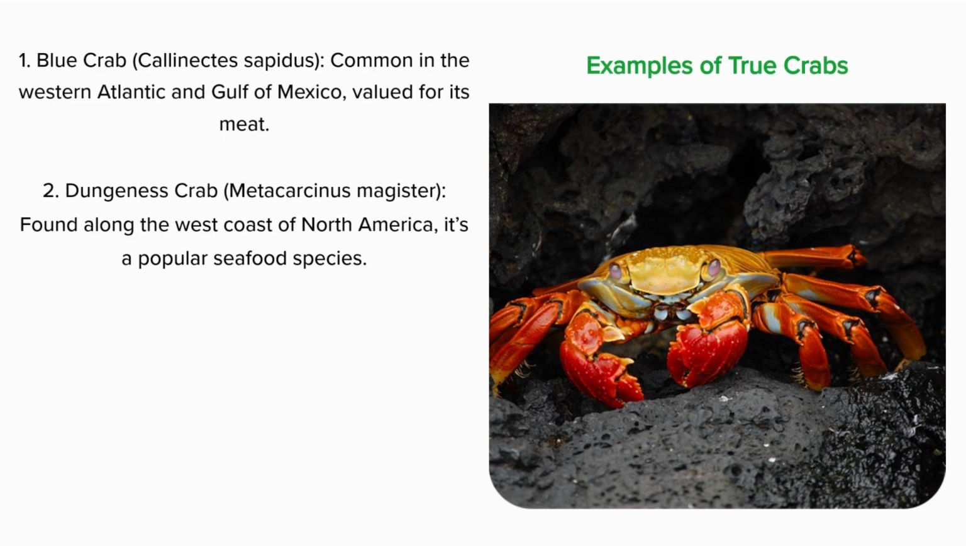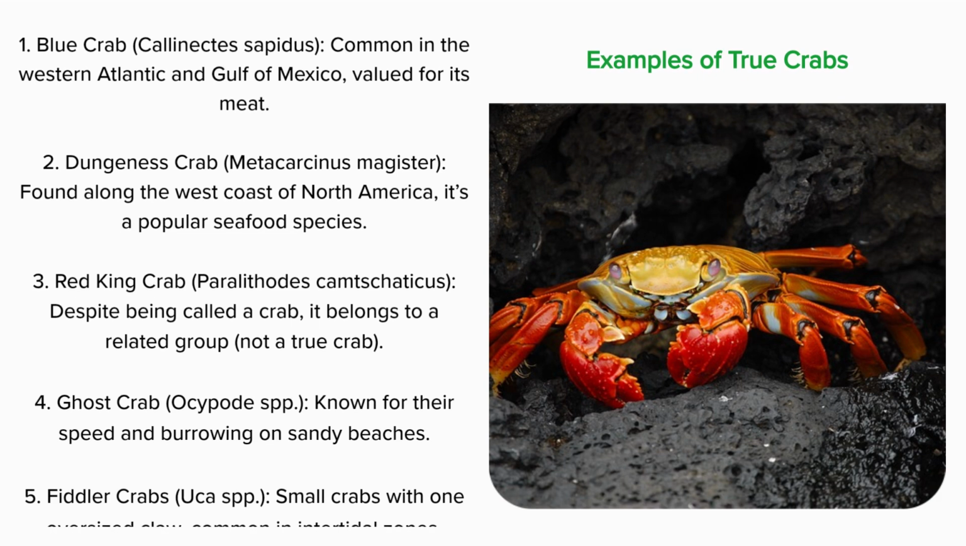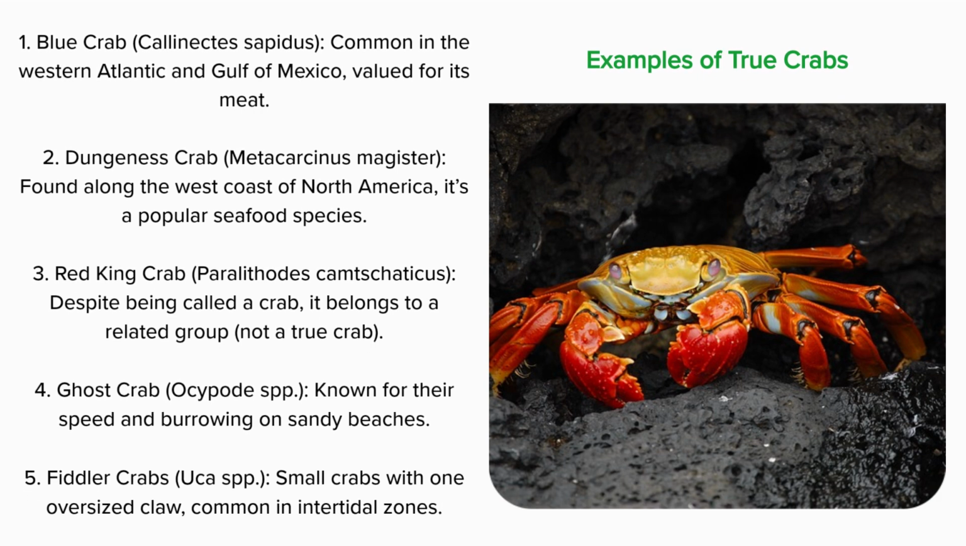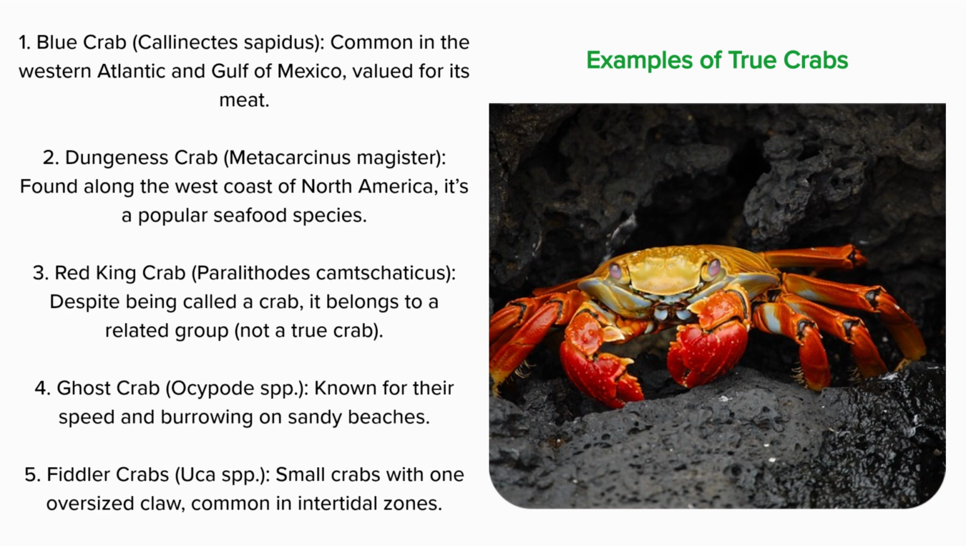Examples of true crabs. 1. Blue crab, Callinectes sapidus, common in the western Atlantic and Gulf of Mexico, valued for its meat. 2. Dungeness crab, Metacarcinus magister, found along the west coast of North America. It's a popular seafood species. 3. Red king crab, Paralithodes camtschaticus. Despite being called a crab, it belongs to a related group, not a true crab.